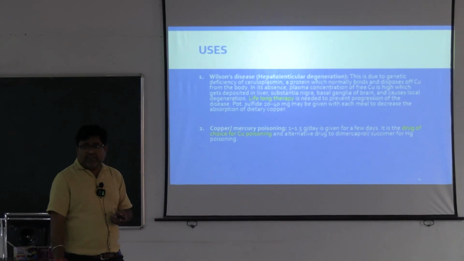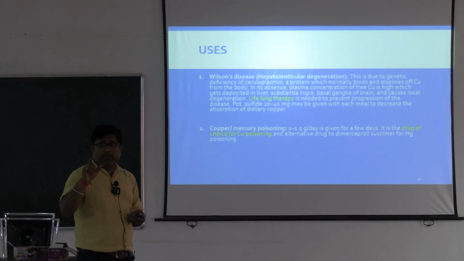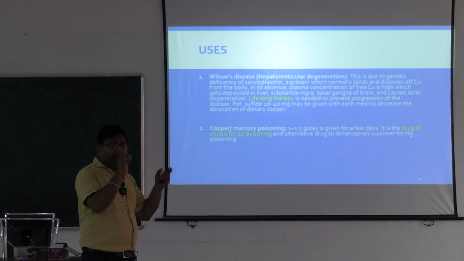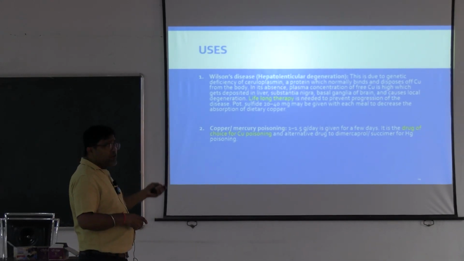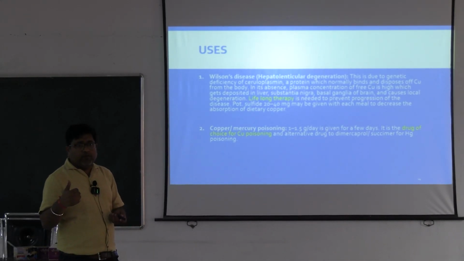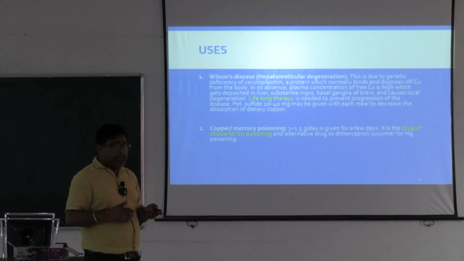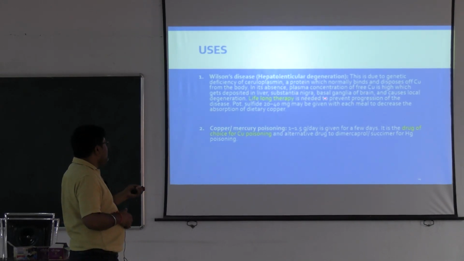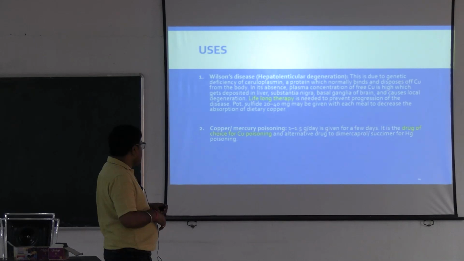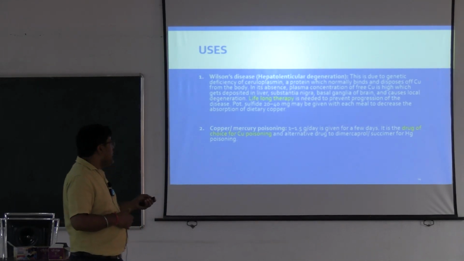Now, Wilson's disease occurs due to the deficiency of ceruloplasmin. It is an enzyme; in Wilson's disease there is a genetic defect with deficiency of ceruloplasmin, which binds copper and removes the copper from the body. So, in a patient of Wilson's disease, there is deposition of copper in the liver and in the brain. In its absence, plasma concentration of free copper is high. It gets deposited in the liver, in the substantia nigra and basal ganglia of the brain, and causes local degeneration.